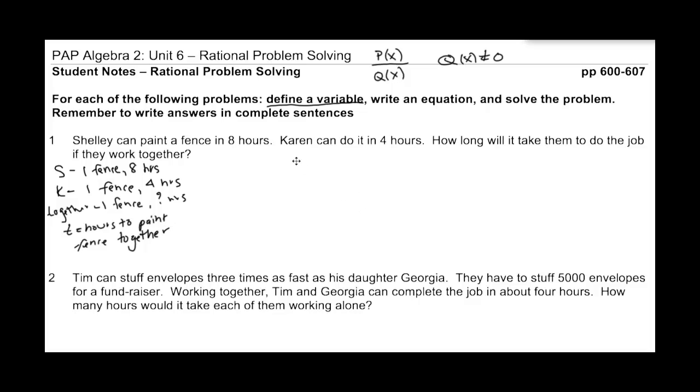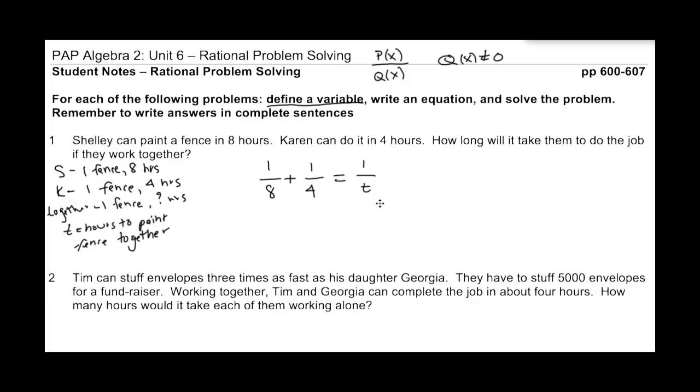Okay, now let's set up and write an equation. Well, let's start with what we know. One fence in 8 hours, that can be written as a ratio like that. One fence over 8 hours represents Shelley. And they're going to be working together, so we're going to be adding the two ratios. And Karen's ratio is one fence in 4 hours. We want to find out, and this is going to be together, so it now equals how long they take to paint one fence together. And so this is the time that we're going to be solving for.